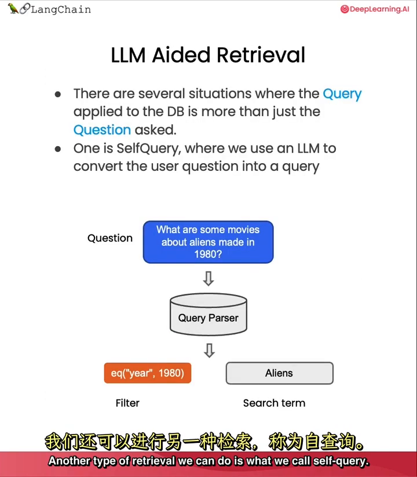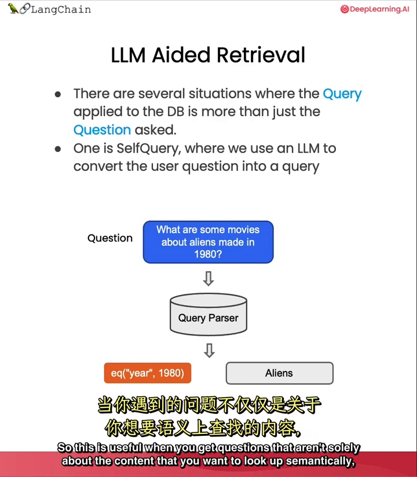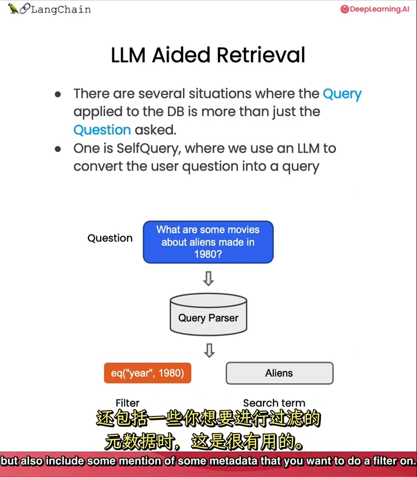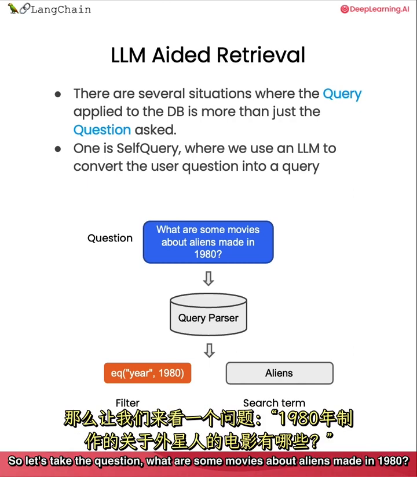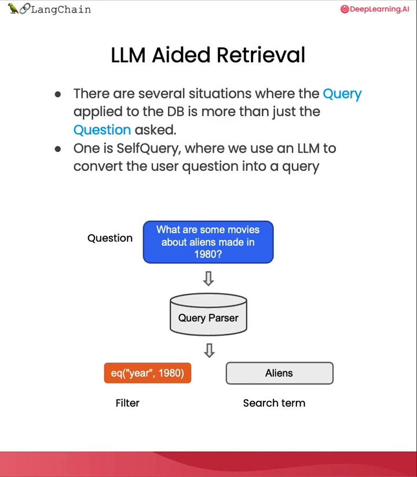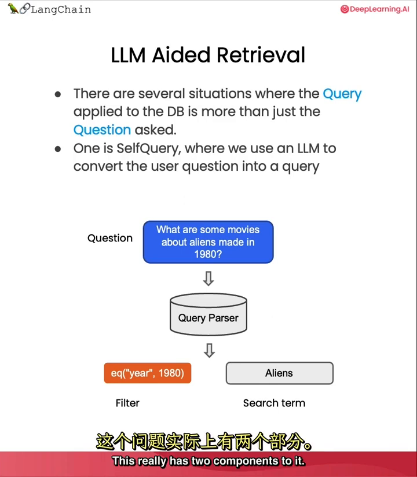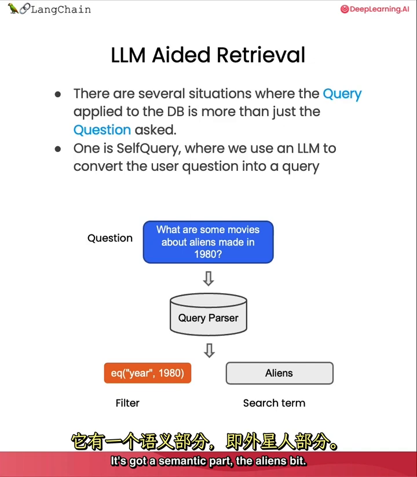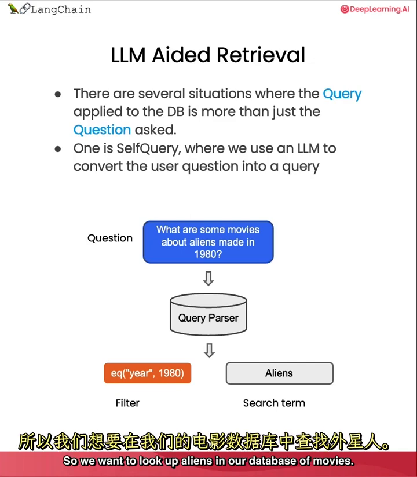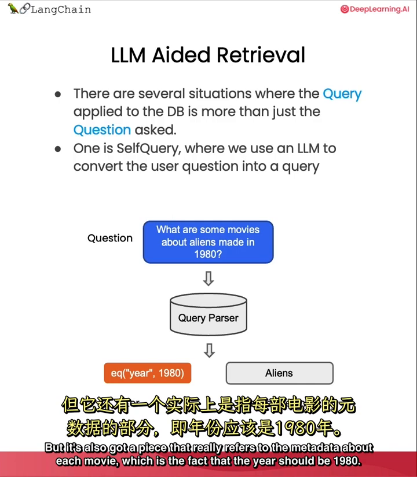Another type of retrieval we can do is what we call self-query. This is useful when you get questions that aren't solely about the content that you want to look up semantically, but also include some mention of some metadata that you want to do a filter on. So let's take the question, what are some movies about aliens made in 1980? This really has two components to it. It's got a semantic part, the aliens bit. So we want to look up aliens in our database of movies. But it's also got a piece that really refers to the metadata about each movie, which is the fact that the year should be 1980.